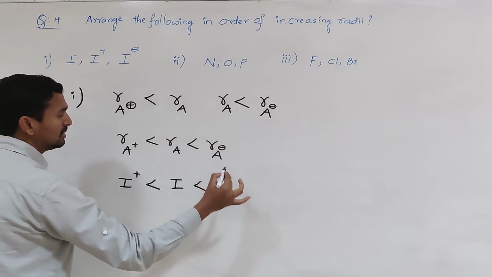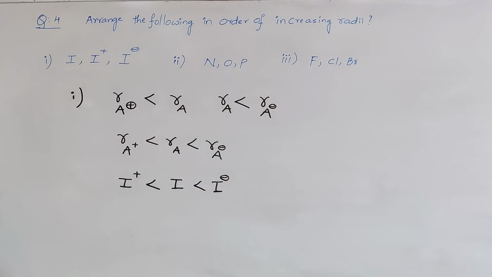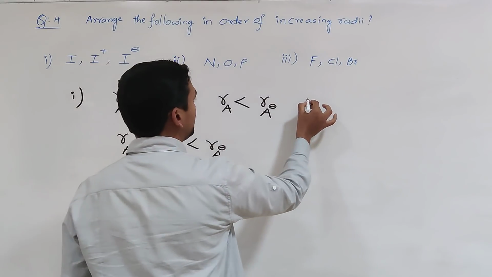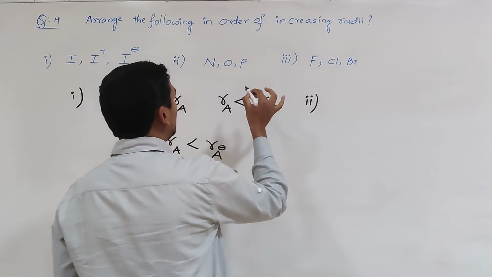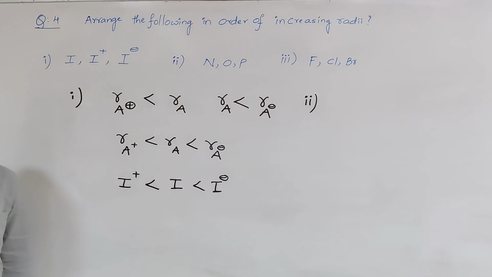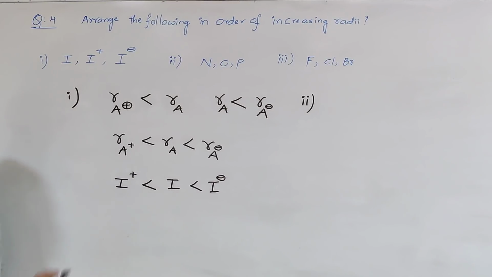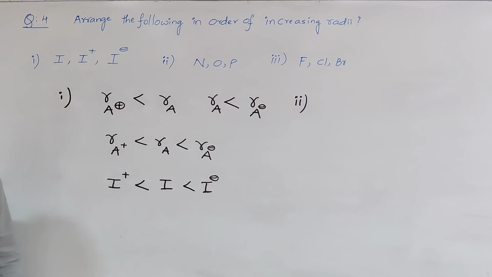This is the increasing order of their size. Then comes the second question: nitrogen, oxygen, phosphorus. At minimum, we have to have an idea about which group and which period these elements belong to.